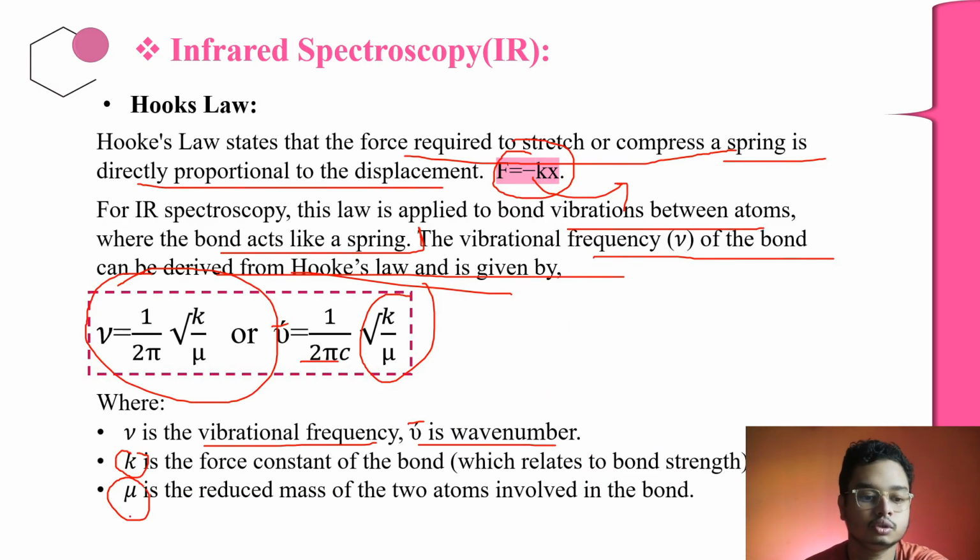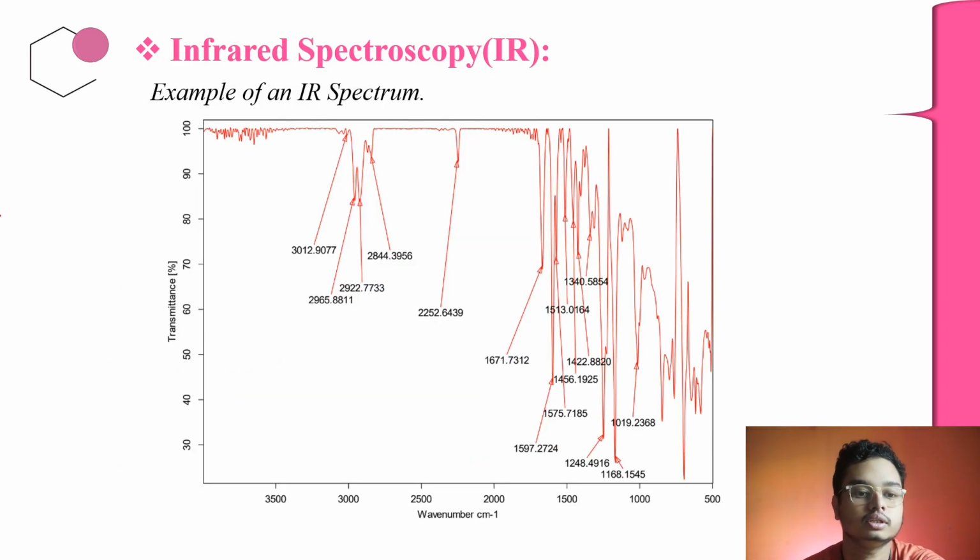Okay, so we'll discuss this later, but first let us see an IR spectrum. This is an example of an IR spectrum, and this is a spectrum that I generated during my master project work. During my master project, I synthesized one compound, and this is the IR spectrum of that particular compound.